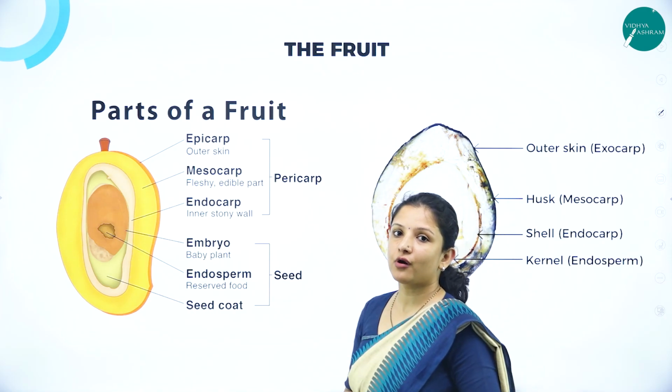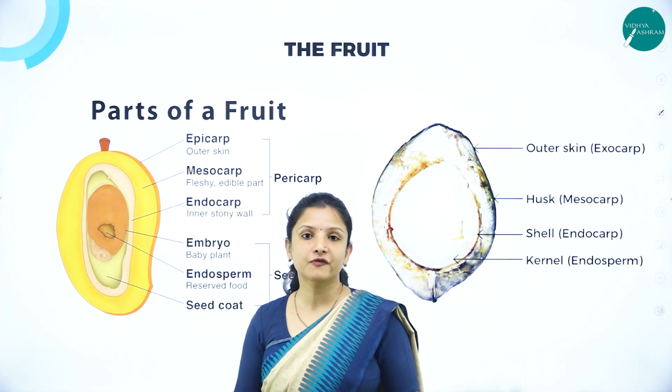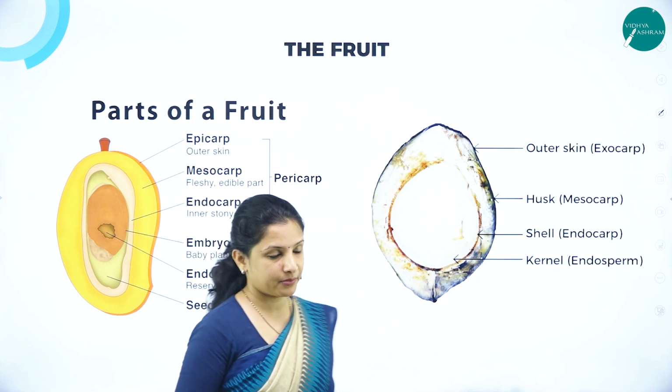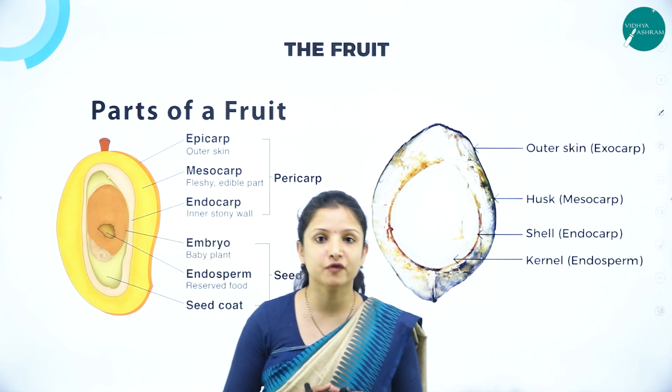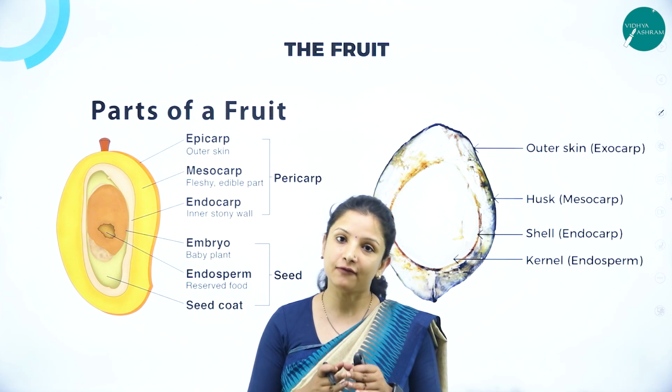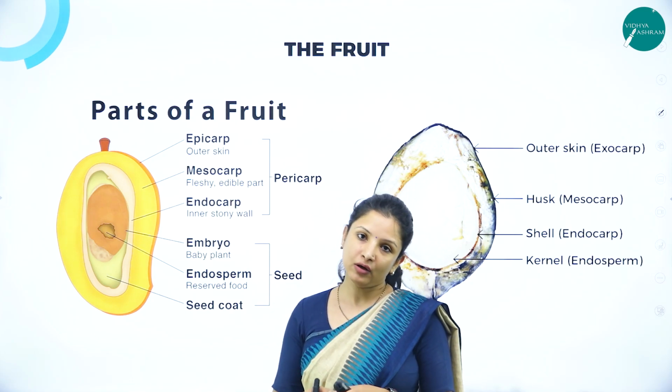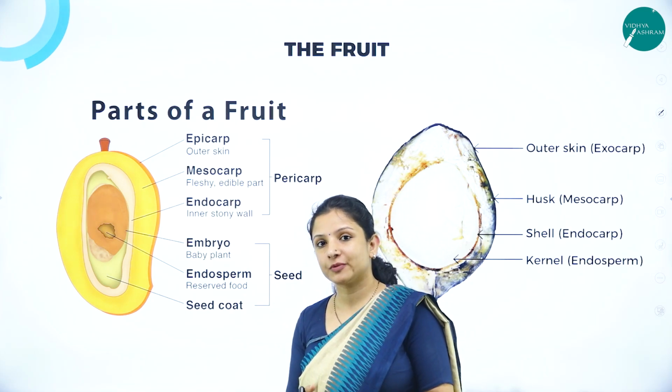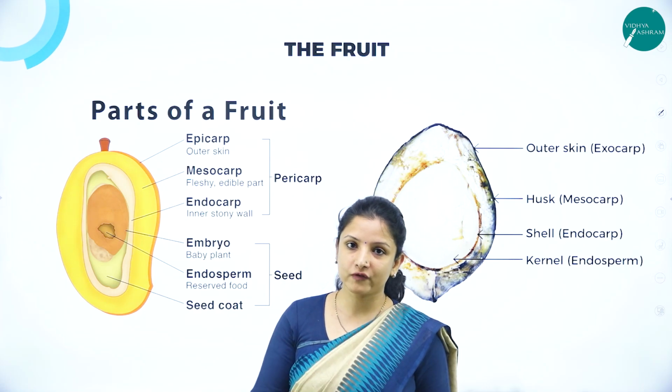We all know that the fruit is formed from the ovary. So always remember this, fruit is formed from the ovary and the seeds are formed from the ovules after the fertilization. And where is the ovules present? It is present inside the ovary itself.